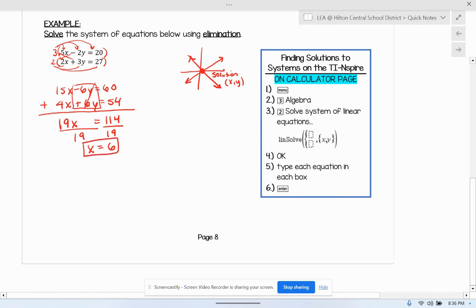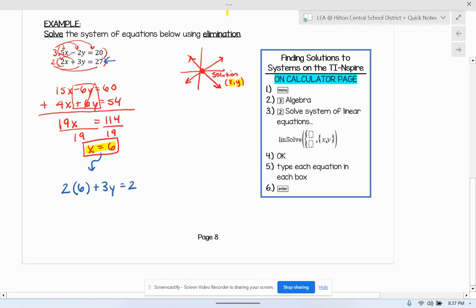Am I done? I am not done. If you'll notice, the solution is made up of an x and a y. I found the x. I need to find the y. So now what I'm going to do is take that x and plug it into one of the original equations. By plugging an x in, I will just be left with a y variable and I can solve for him. So I'm just going to pick the second one because it looks like maybe smaller numbers. So I've got 2 times, I'm now pulling the x out and putting a 6 in.